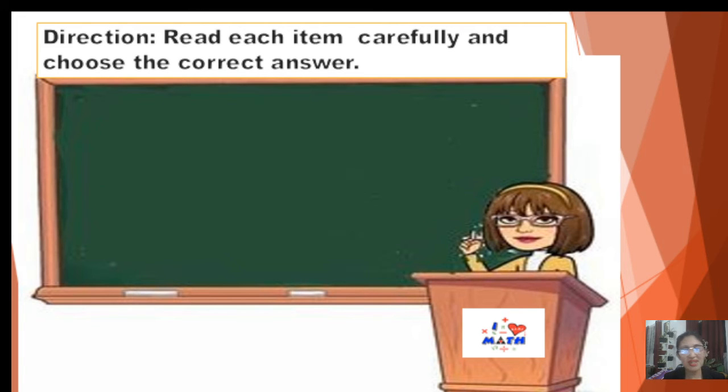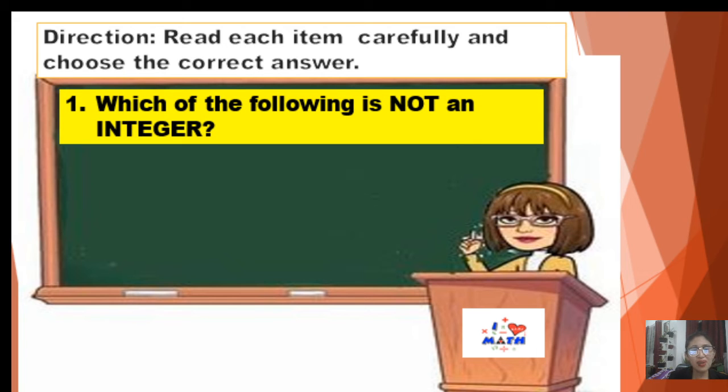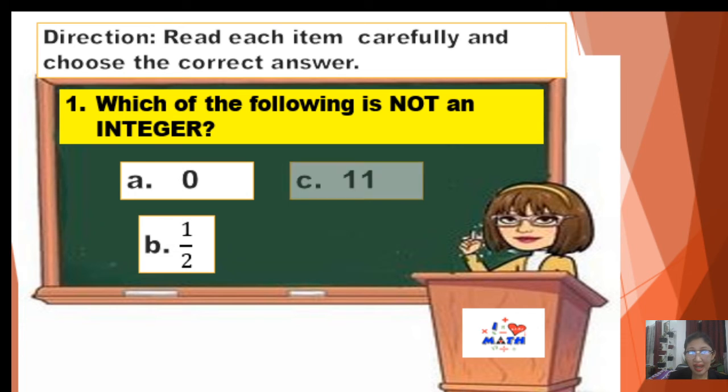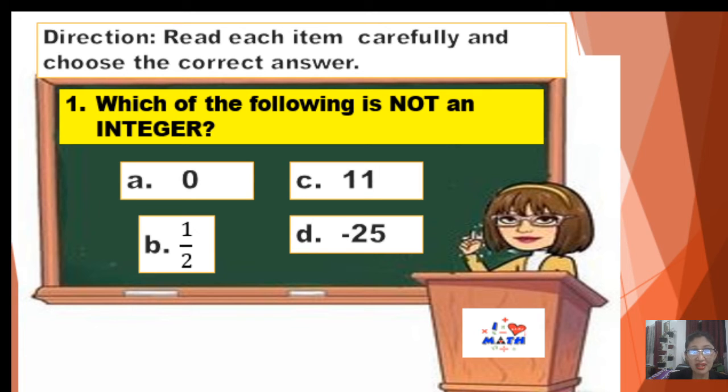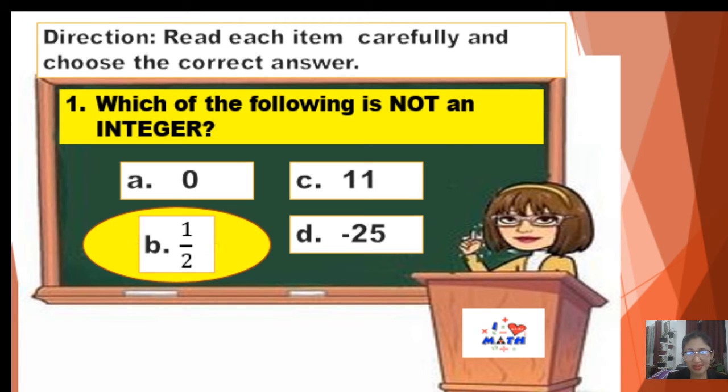Let's try this one. Let's have an example. I know you have followed our lesson. You understood it well. Read each item carefully and choose the correct answer. Which of the following is not an integer? Is it 0, 1/2, 11, or negative 25? The answer is 1/2. Correct. Integer again is a whole number, not a fraction.